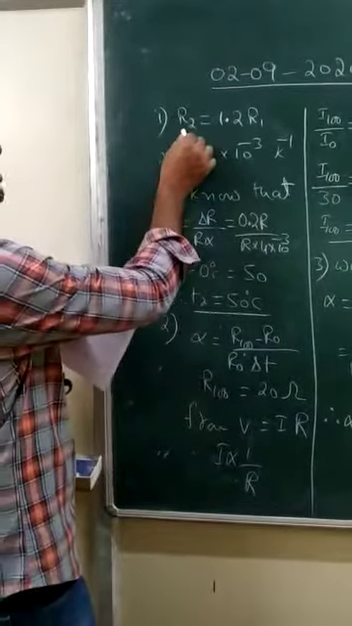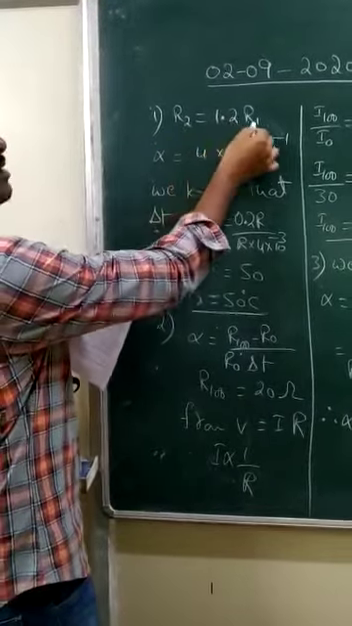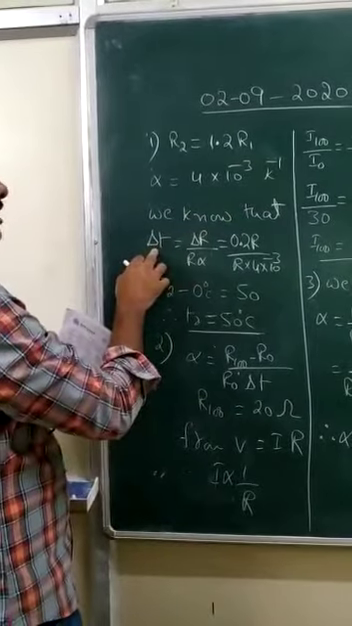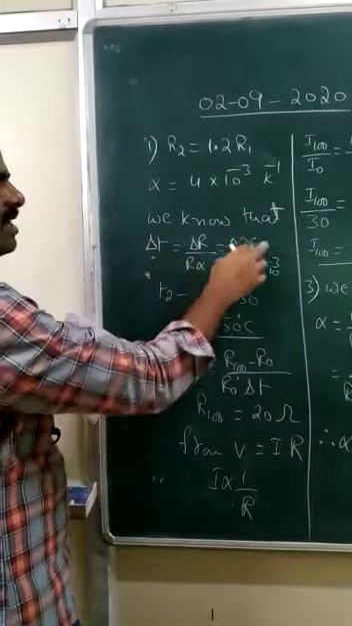Now, from the given data, the final resistance is equal to 1.2 times the initial resistance and the alpha value is 4 into 10 power minus 3. We know that delta T is equal to delta R by R into alpha. By substituting the values here, we get the difference of temperature as 50 degrees Celsius. Now the final temperature is 50 degrees Celsius.